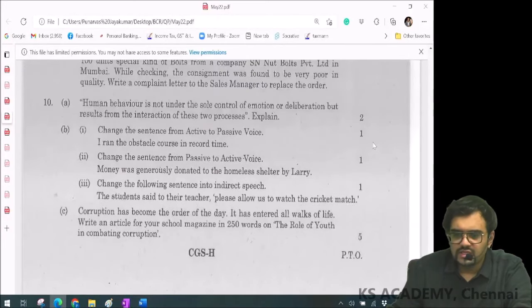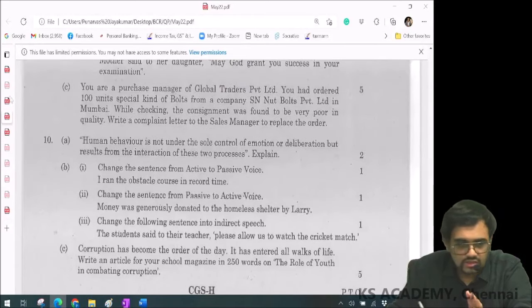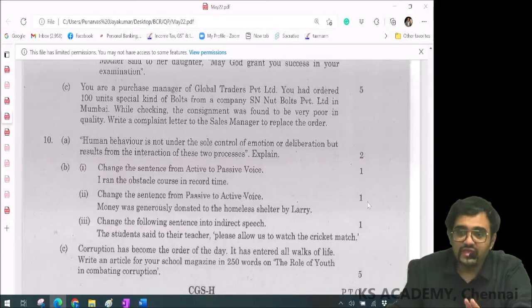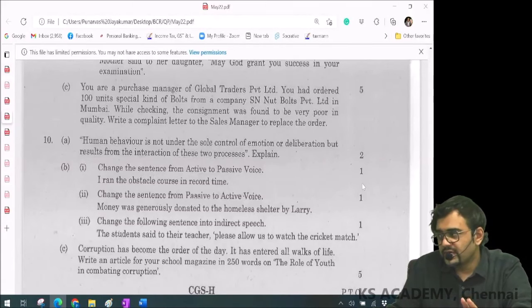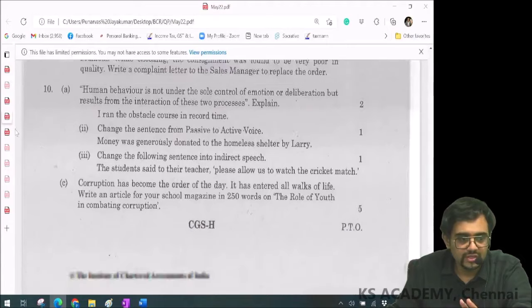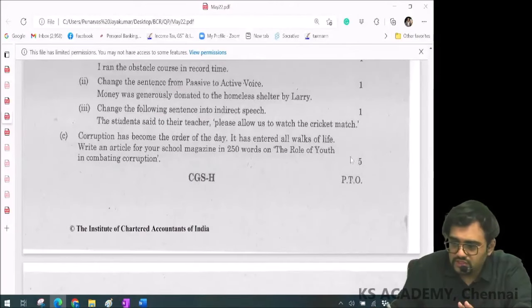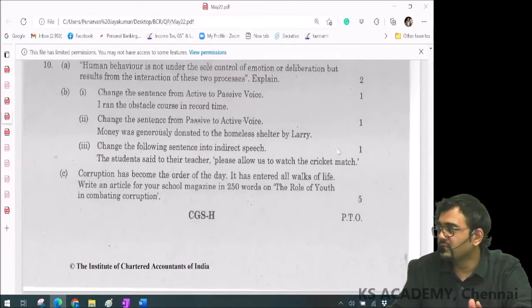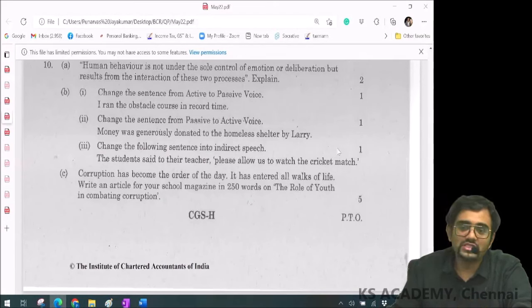See here, it is the 10th question. In the 10th question, 10A and 10B will be very easy. So 2, 3, 4, 5 marks you can easily solve, and these 5 marks you can finish in less than 5 minutes. Whereas for these 5 marks you will get 5 into 1.6, that is 9 minutes, so you will write for 11, 12 minutes.